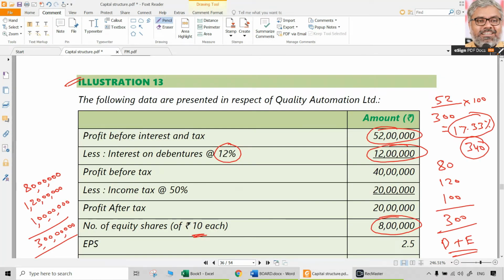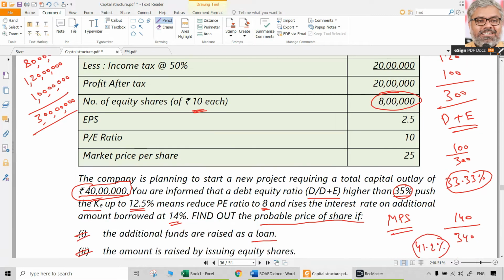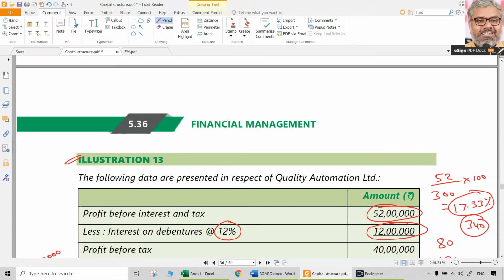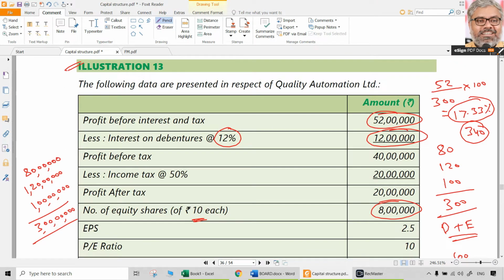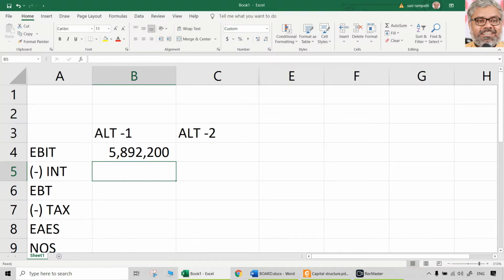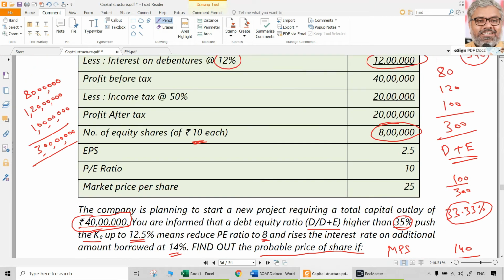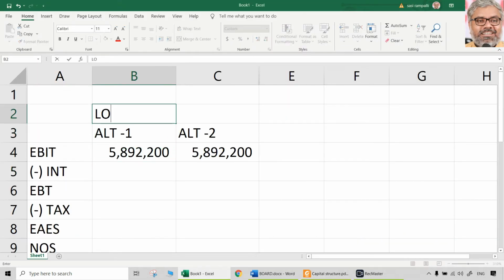You cannot take 52 lakhs because when you are investing 40 lakhs, you will get some return also. It cannot be just giving the same return. So how much return it will give, because no information is given on that, we have to assume that same return on investment will be there. On the existing investment of total 300 lakhs, you are getting 52 lakhs. How much would you get on 340 lakhs? You will get 58,92,200. That will be same in both the alternatives, whether you raise it by loan or whether you raise it by equity. So first option is alternative 1, loan.